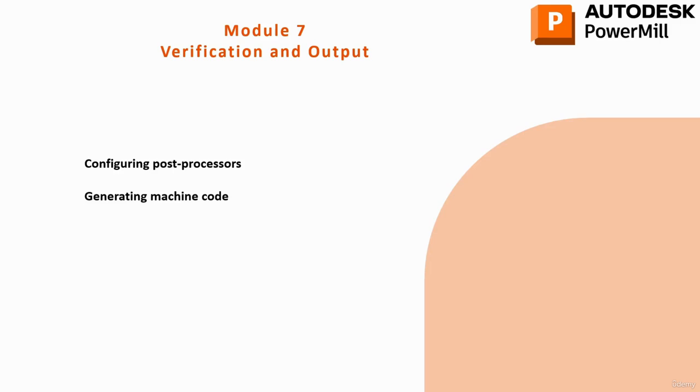So we are going to start module number 7, which is all about verification and output. Today we are going to have two topics: configuring post processors is the first, and the second topic is generating the machine codes. So let's get started and discuss how we can configure the post processors.